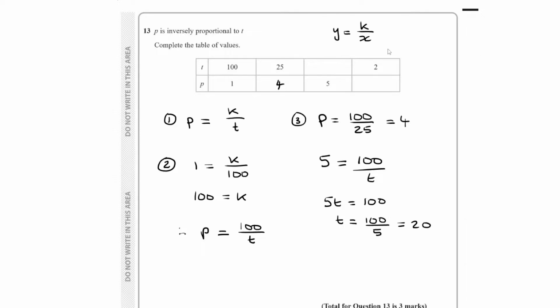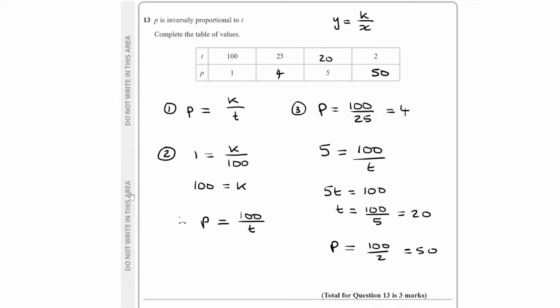Okay, and then the last one. Now you've kind of got the point of this, this is just repetitive, isn't it? P is equal to 100 over 2, which is obviously, don't need to rearrange again, 50. There you go. So it doesn't matter if it's a table, it doesn't matter if they've just given you information written down, it's always these 3 steps. Formula, work out K, answer the question. 3 marks.